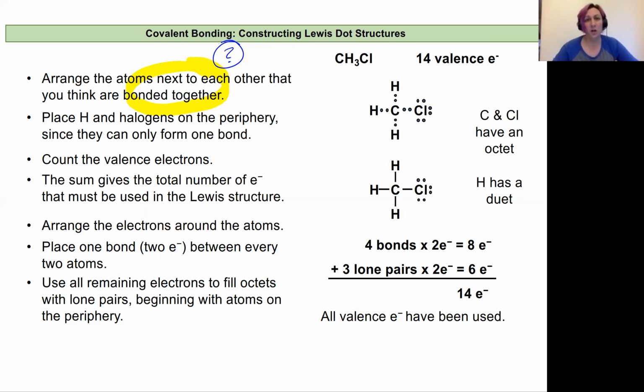Typically, you put your least electronegative in the center, although sometimes some places say your most electronegative. I'm not sure. So then you place your hydrogens and your halogen elements in the periphery because they're only going to form 1 bond. You take all your valence electrons and you make sure that the total is the same number in your Lewis structure, and you arrange the electrons then around the atoms. And you'll place 2 in between every atom that you think is bonded together. And then you'll put lone pairs around elements as well. And then you can put in multiple bonds.